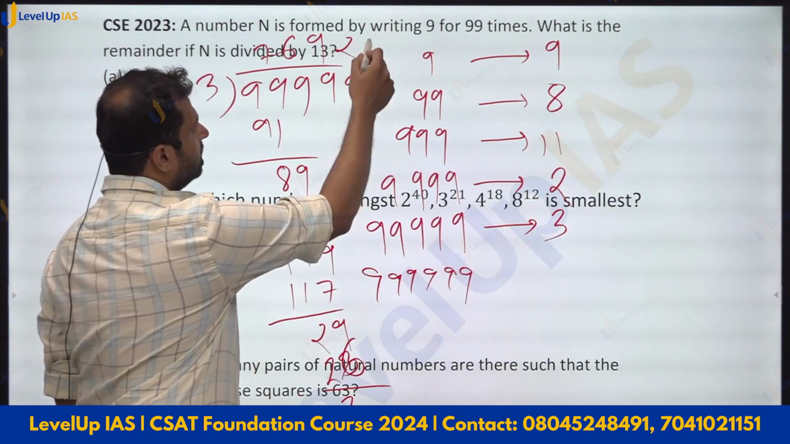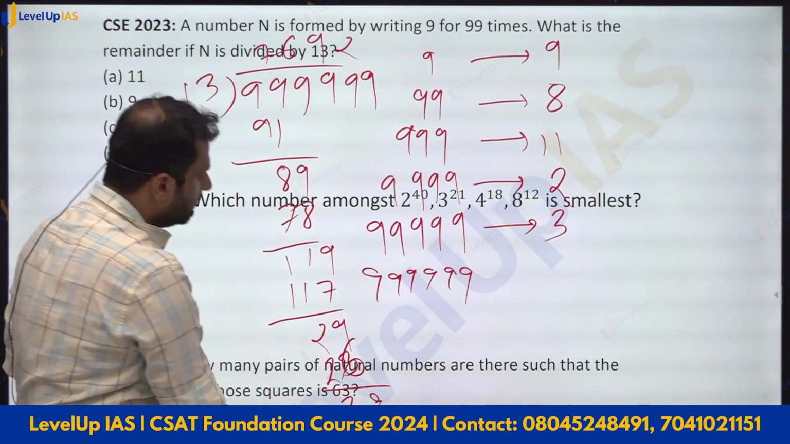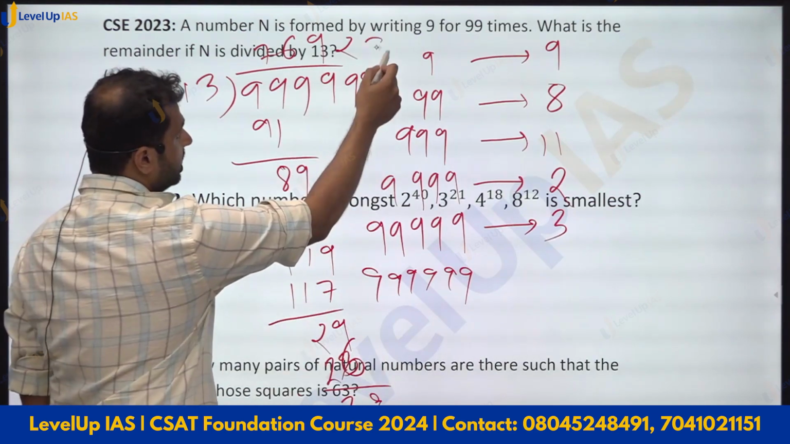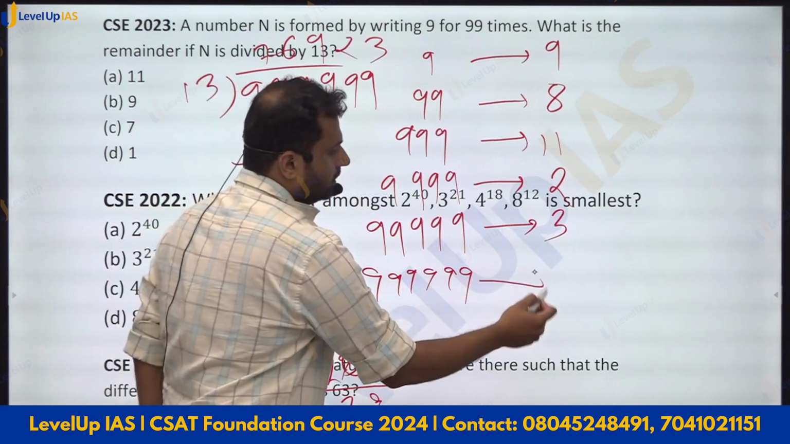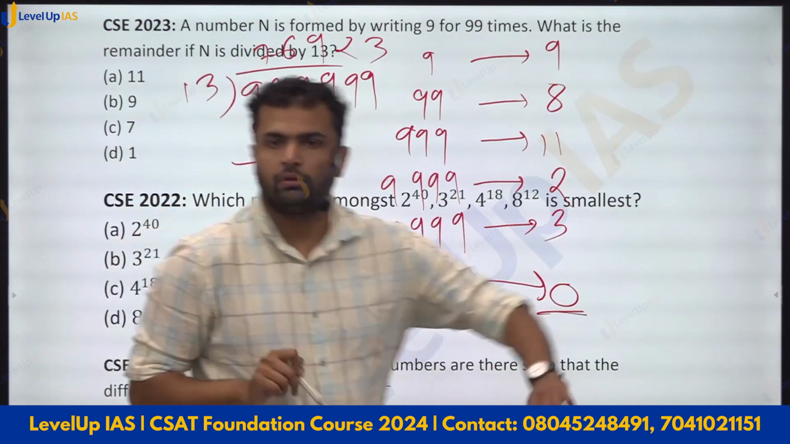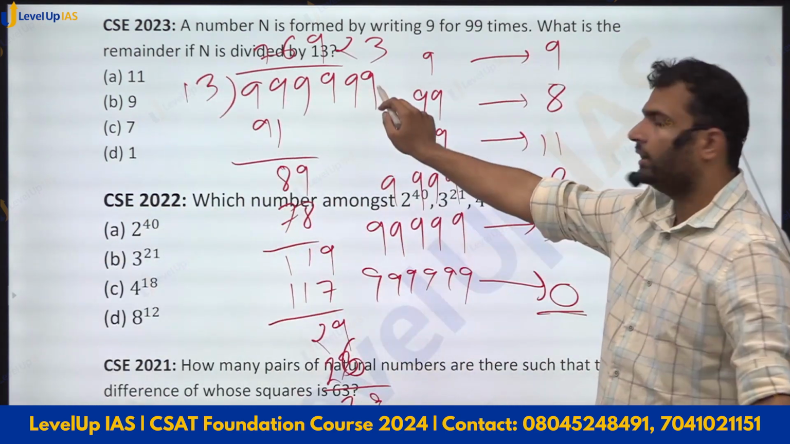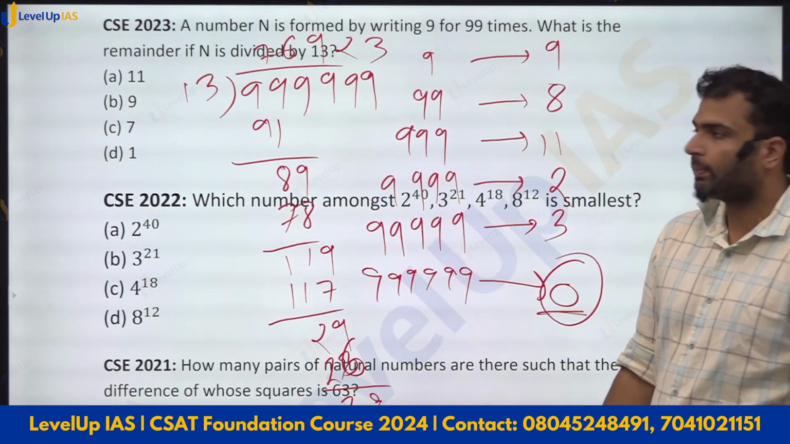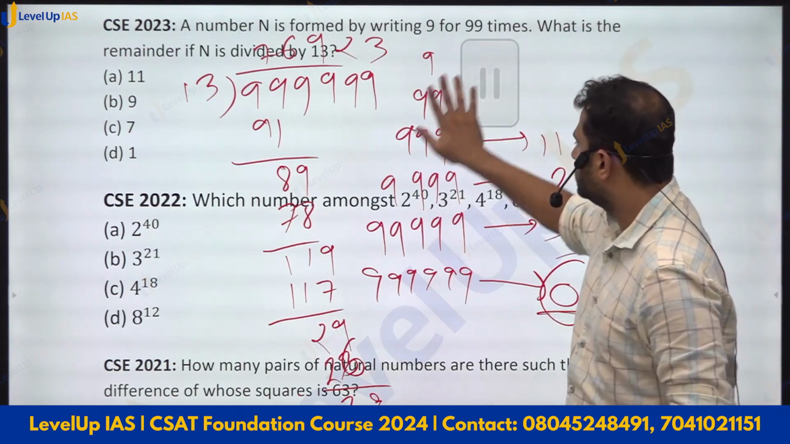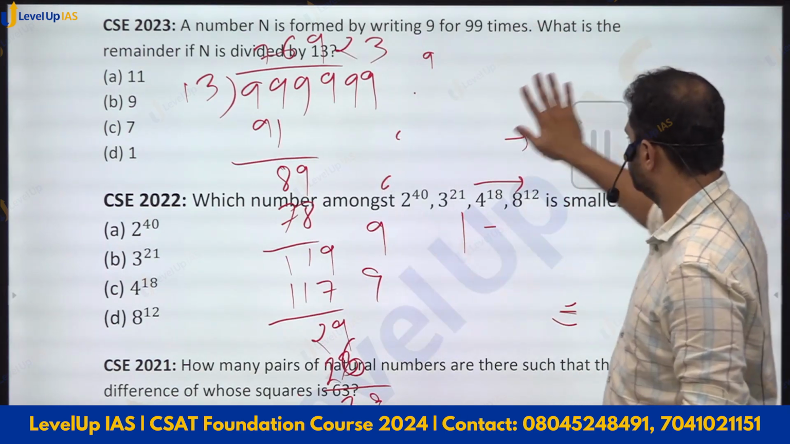Let us try it one more time before giving up. One more 9. So there is 9. 13 3s are 39. Remainder is 0. Now when we divide this number 999999, so 9 6 times, you get remainder 0. Fine. That is good information.